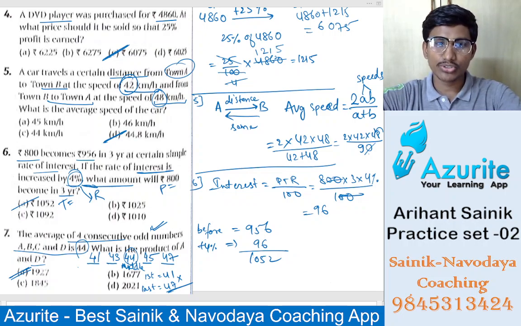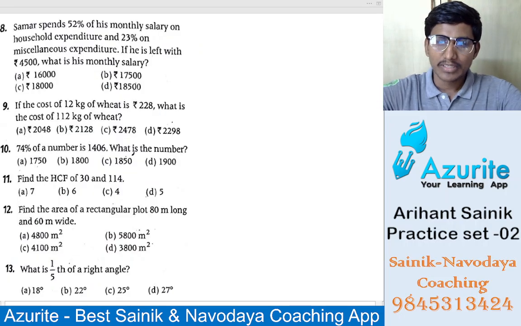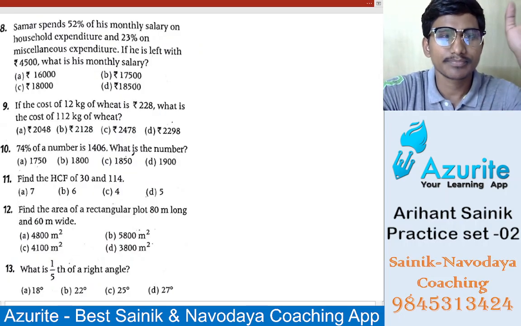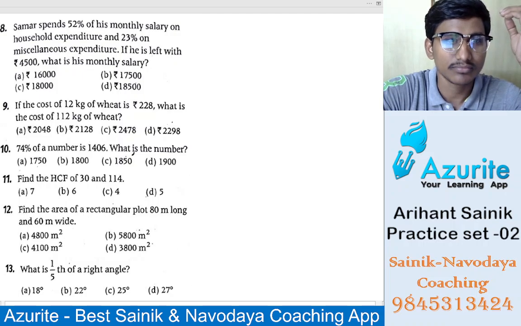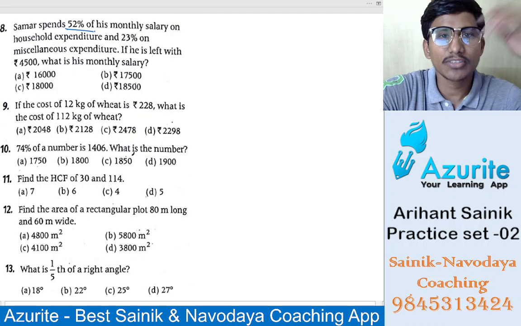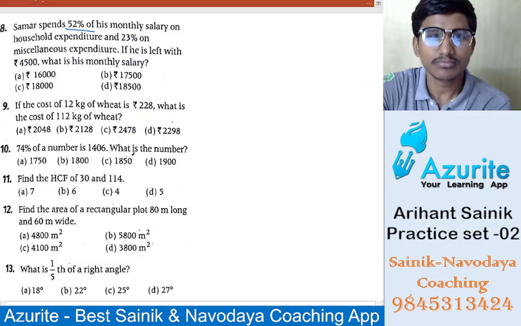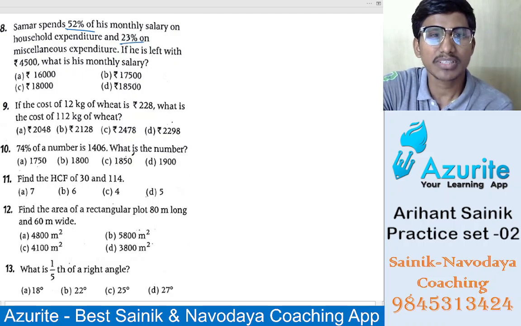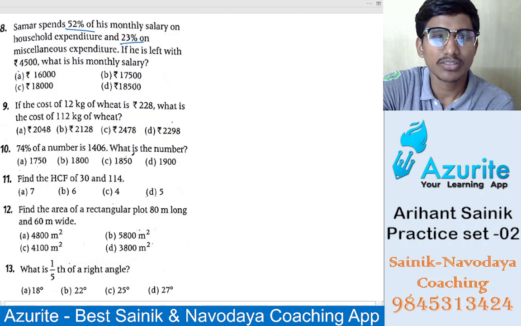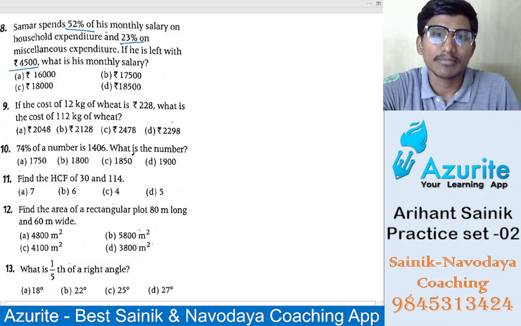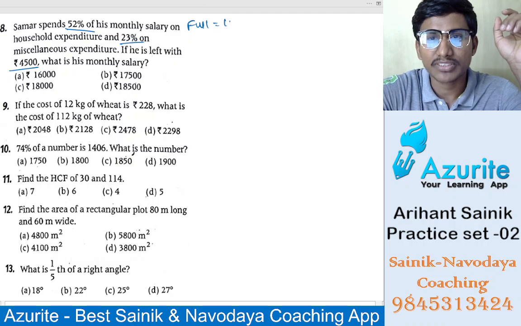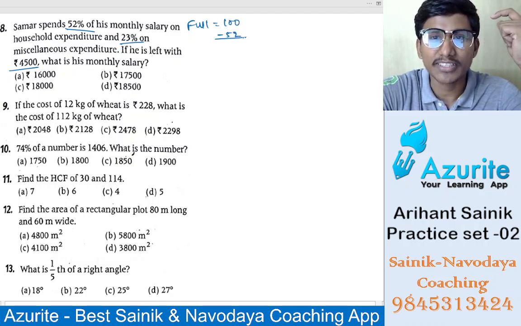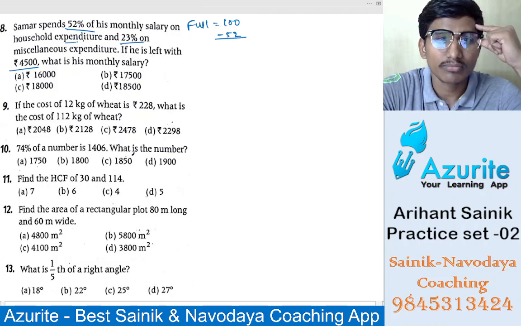Okay. So next question. Should we go? Yes, sir. Now let's do the 8th question. Sir, I have a doubt in this question itself. Okay. Summer spends 52% of his monthly salary on household expenditure, and 23 percent on miscellaneous expenditure. If he is left with 4,500, what is his monthly salary? So in 100%, the salary will be full. In that 100%, he spent 52% on household expenditure.